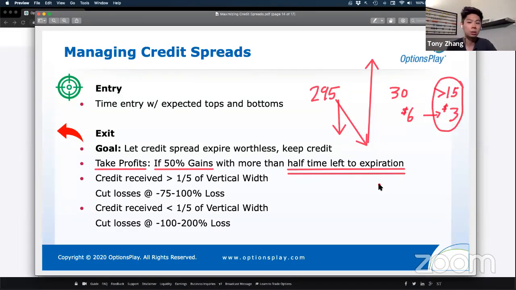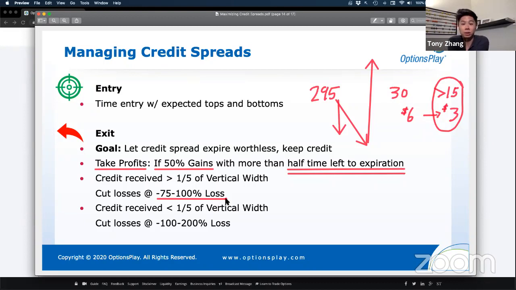Now, cutting losses, this is a little trickier because it depends on how much credit you're receiving. Before, we said that you will generally want to collect at least 1/3 of the width. If you follow those types of rules, the general rule of thumb is that when you've lost 75 to 100% of the income, that's when you want to start cutting losses. So in this particular case, if I'm collecting $6 on the $12 wide credit spread, once I lose about $4.50 on that, I want to start cutting losses on that trade.